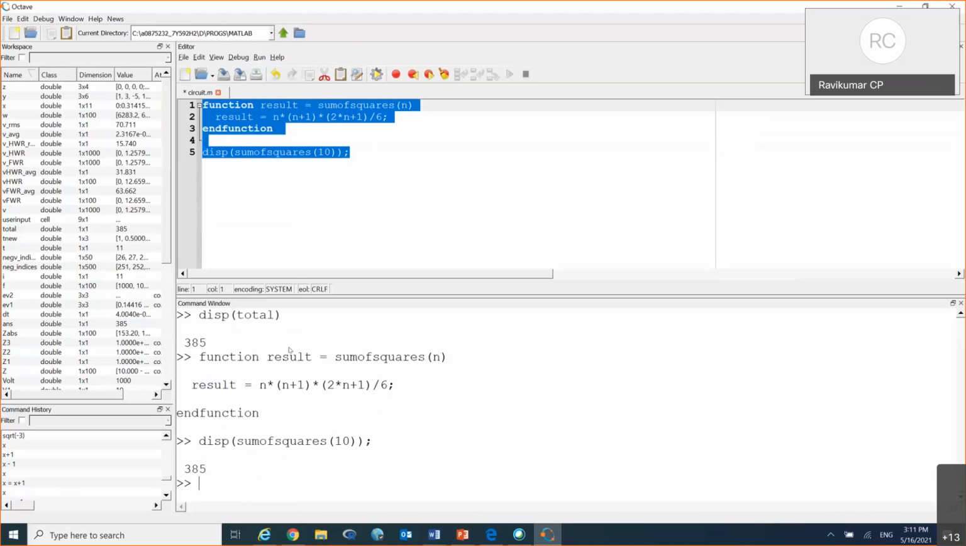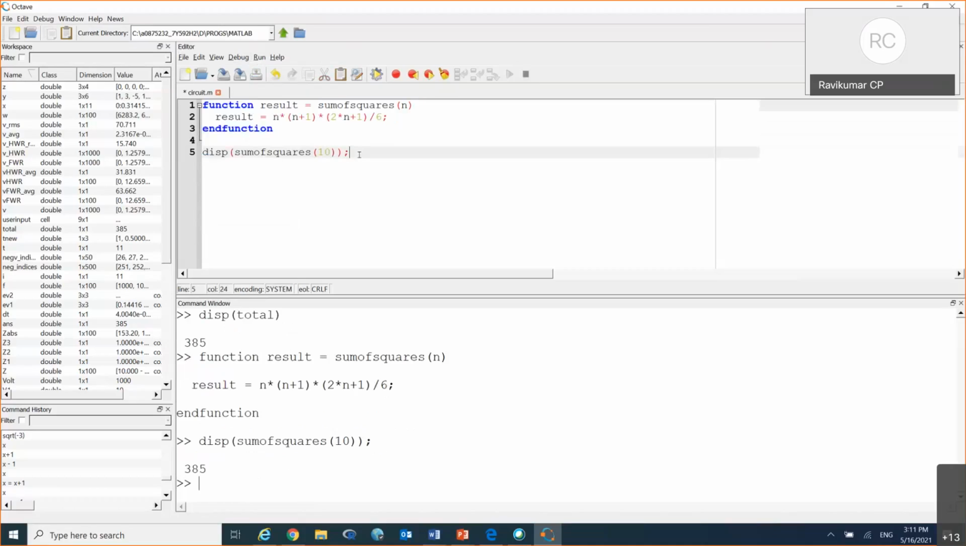So the way to write a function is to think of a name and then write all the parameters that it is supposed to take. There can be more than one parameter: n, comma, m, etc. And then you need to return some value. You can return more than one value.